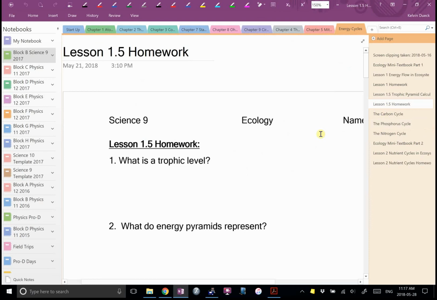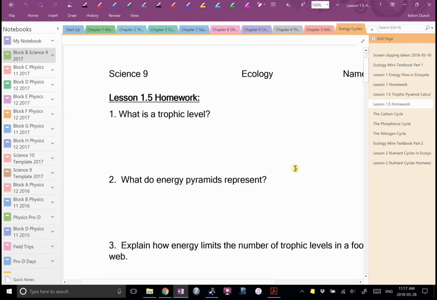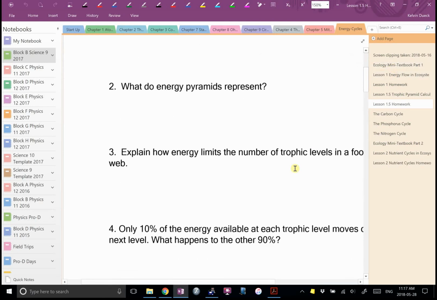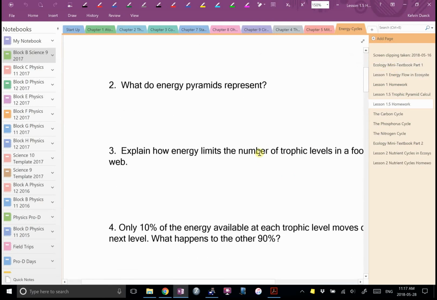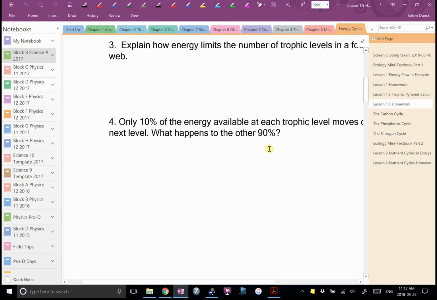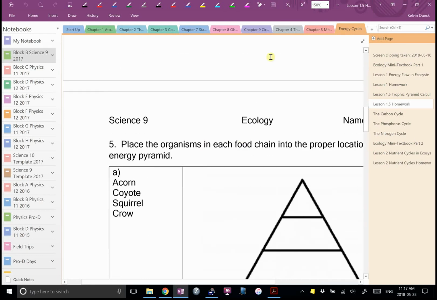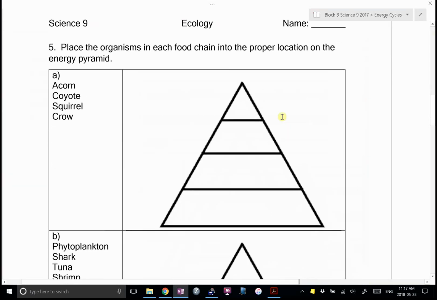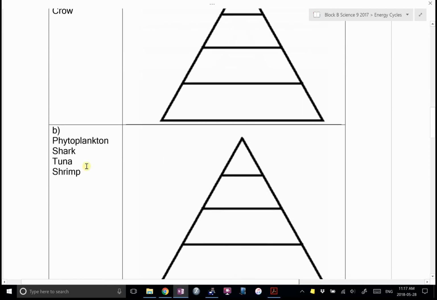So if you take a look at the homework, what is a trophic level? I've given you definitions in your notes, or remember I also gave you an ecology mini textbook that has the definitions in it. What do energy pyramids represent? Explain how energy limits the number of trophic levels in a food web. Number 4. Then, if you want to take a look at the second page, so you're going to place these 4 objects in their appropriate trophic level in this food pyramid.